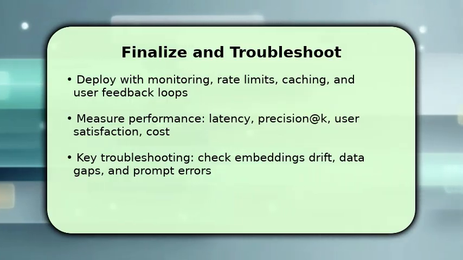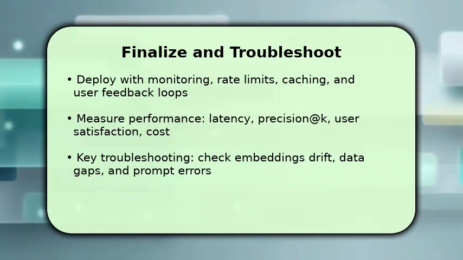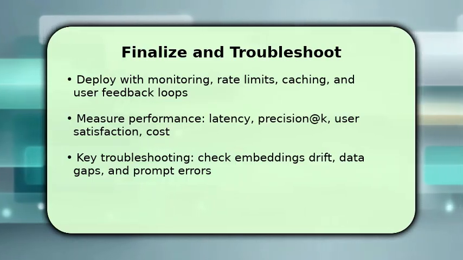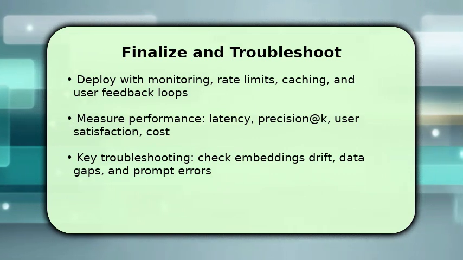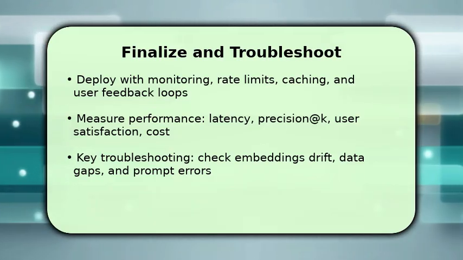If something goes wrong, first verify embeddings and vector store integrity, then inspect prompt formulation and context window limits. Finally, address data gaps by expanding coverage or fine-tuning models. With those steps, you'll keep results accurate and resilient while iterating efficiently.